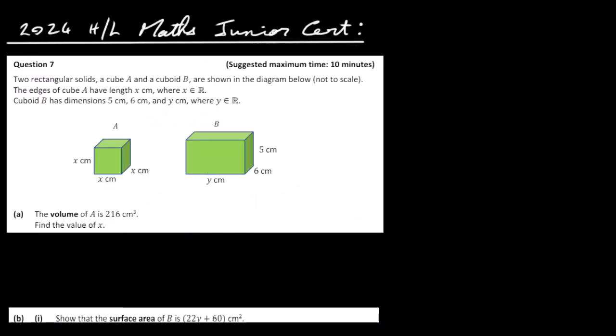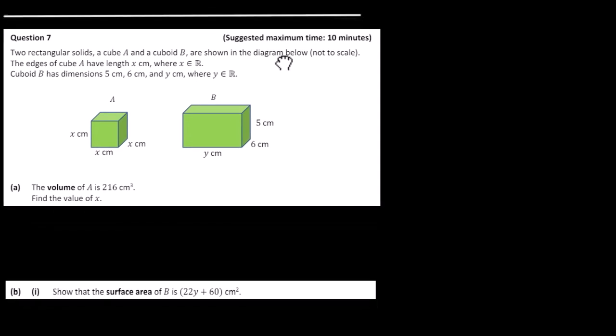This is question 7, 2024 Higher Level Maths Junior Cert paper. Two triangular solids, cube A and cuboid B, are shown in the diagram below, not to scale. The edges of cube A have length x centimeters, where x is real. Cuboid B has dimensions 5, 6 and y centimeters. The volume of A is 216 centimeters cubed. Find the value of x.